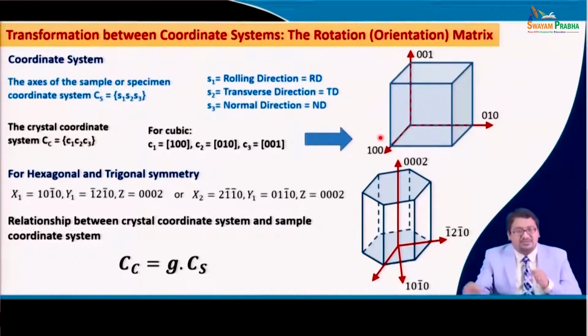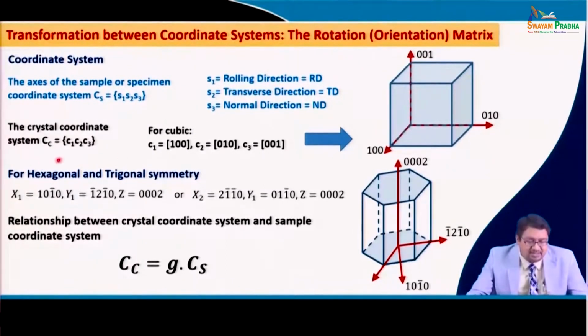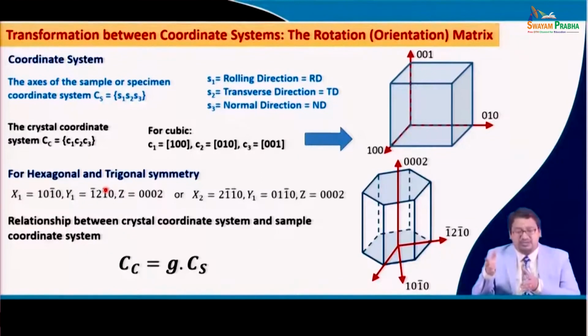Now, in case of hexagonal and trigonal symmetry crystals, a nice example is the hexagonal system. This is a hexagonal unit cell, and if we keep x as 1 0 1 bar 0, then in order to make it orthonormal, the y becomes 1 bar 2 1 bar 0, right, and z is basically 0 0 2.